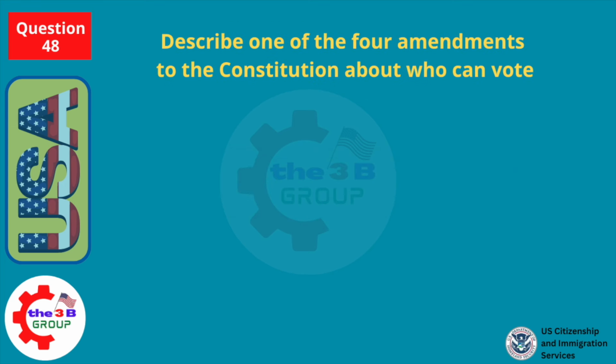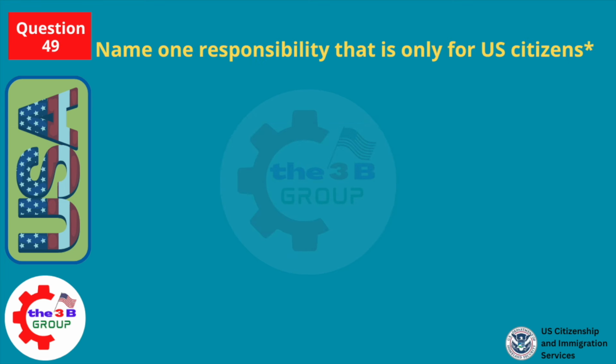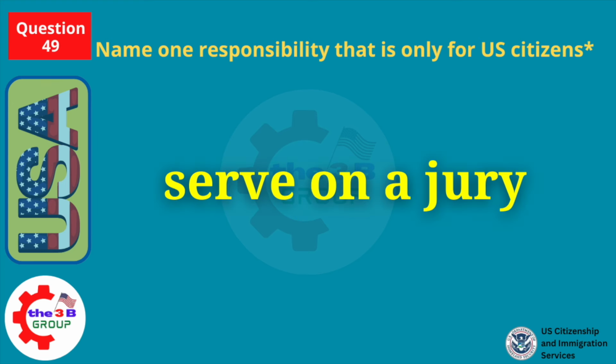Describe one of the four amendments to the Constitution about who can vote. Citizens 18 and older can vote. Name one responsibility that is only for U.S. citizens. Serve on a jury.